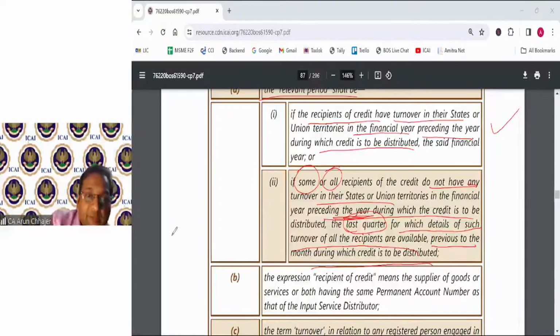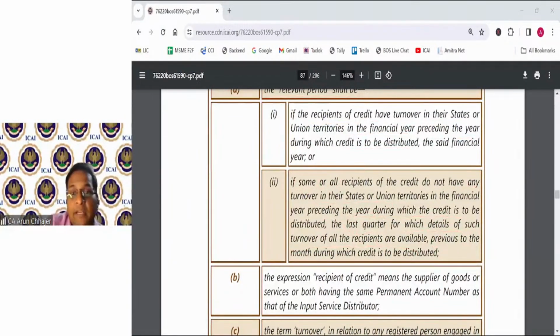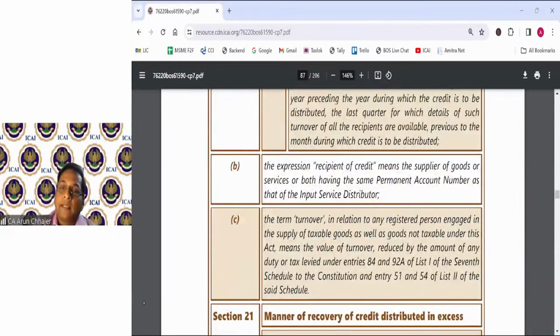The expression recipient of the credit means the supplier of the goods or service or both having the same permanent account number as that of ISD, obviously. So we have discussed the concept of distinct person, one PAN, multiple GST. Recipient of the credit obviously should have the same PAN number. Then only it can be transferred by HO to branches, means the PAN number is the same for them.